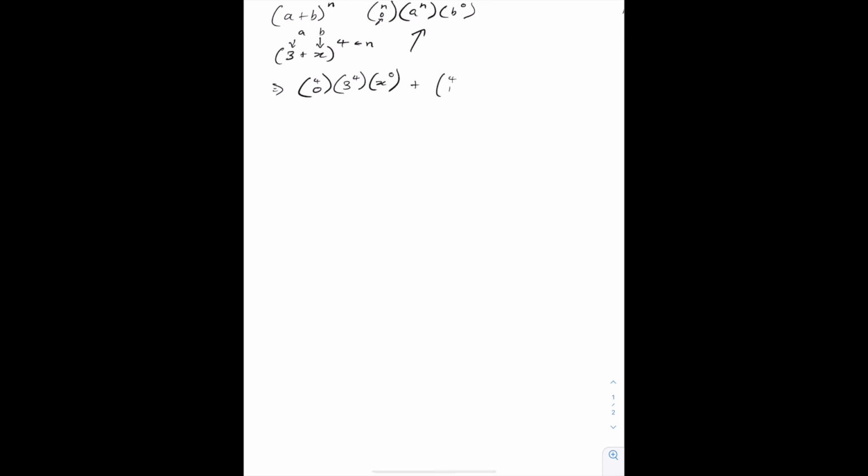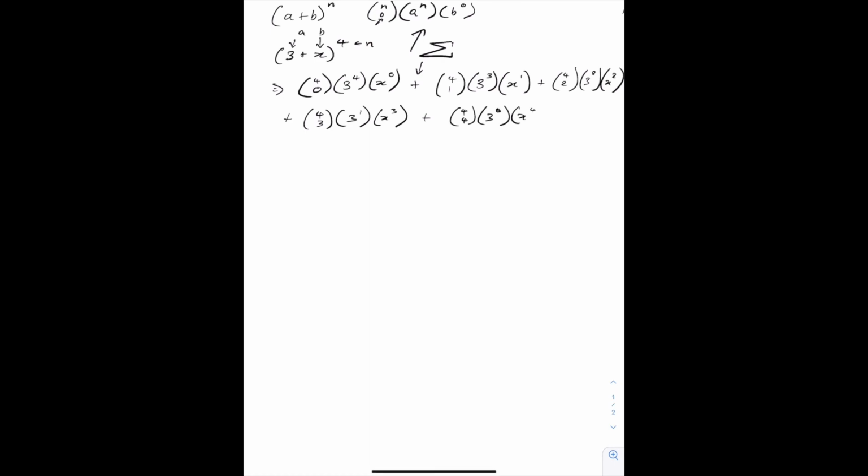Plus 4 choose 1. See, the plus here represents the sigma that was in the earlier equation. Plus 4 choose 1 times 3 to the power of 3, we're decreasing it by 1, times x to the power of 1, we're increasing this by 1. Plus 4 choose 2 times 3 squared times x squared. Plus 4 choose 3 times 3 to the power of 1 times x cubed. And then our final one, which is 4 choose 4 times 3 to the power of 0 times x to the power of 4.